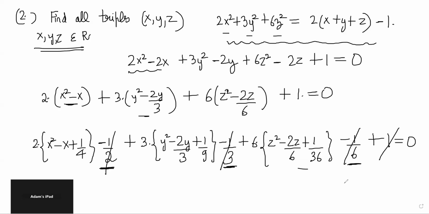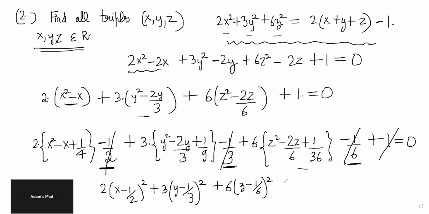What are you left with? 2 times x minus half whole square plus 3 times y minus 1 by 3 whole square plus 6 times z minus 1 by 6 whole square. See, the only reason this is doable now is because it is a sum of squares equals 0.